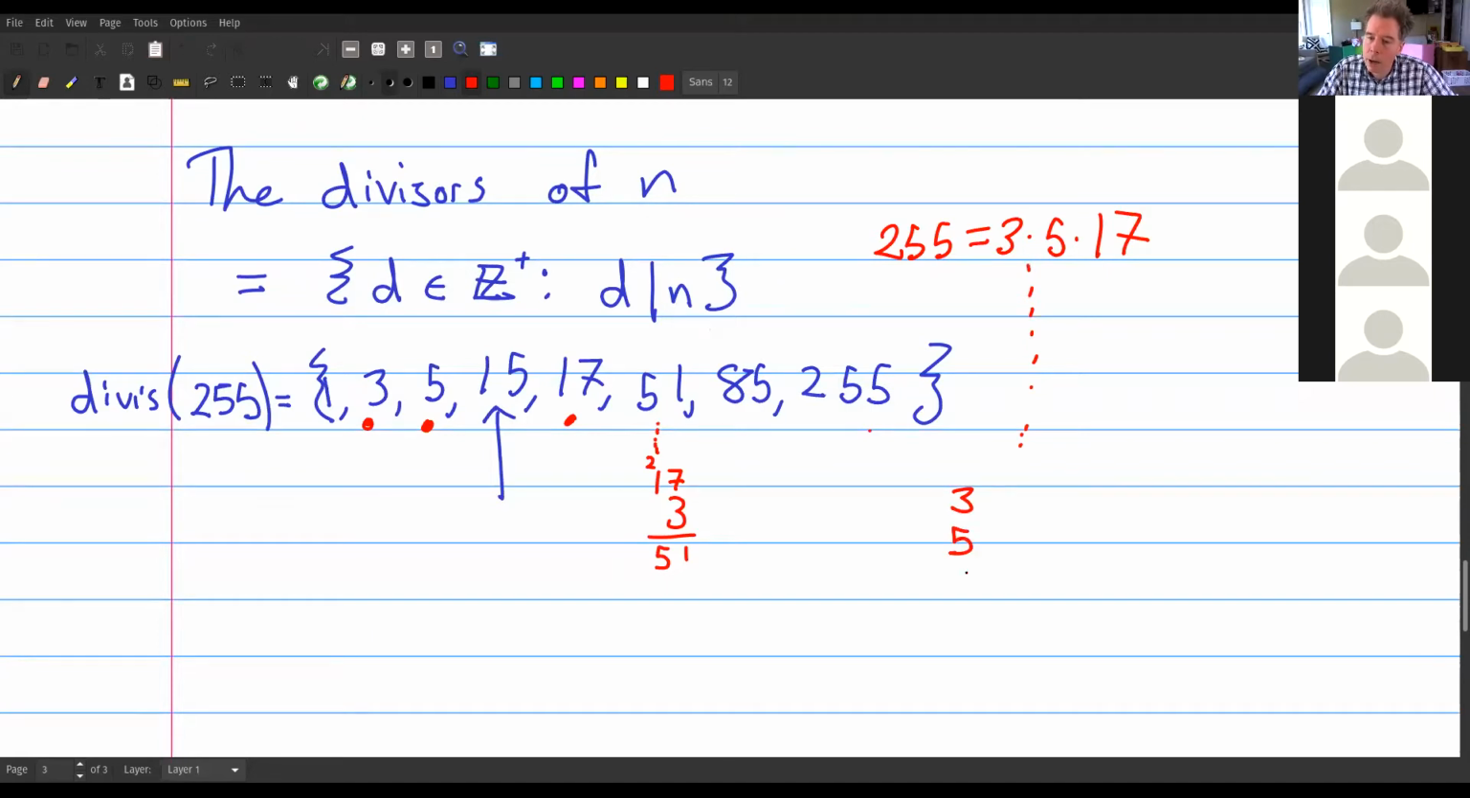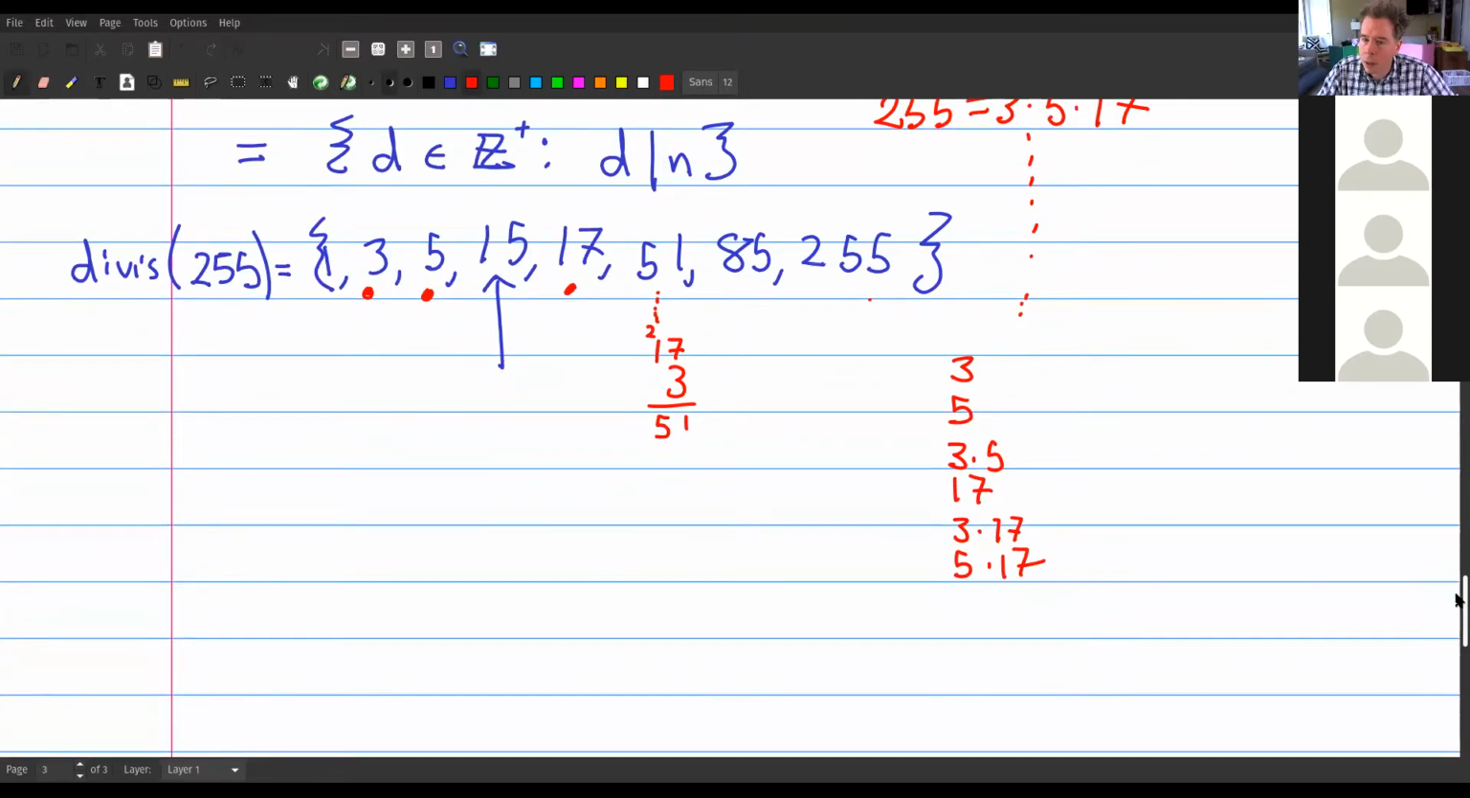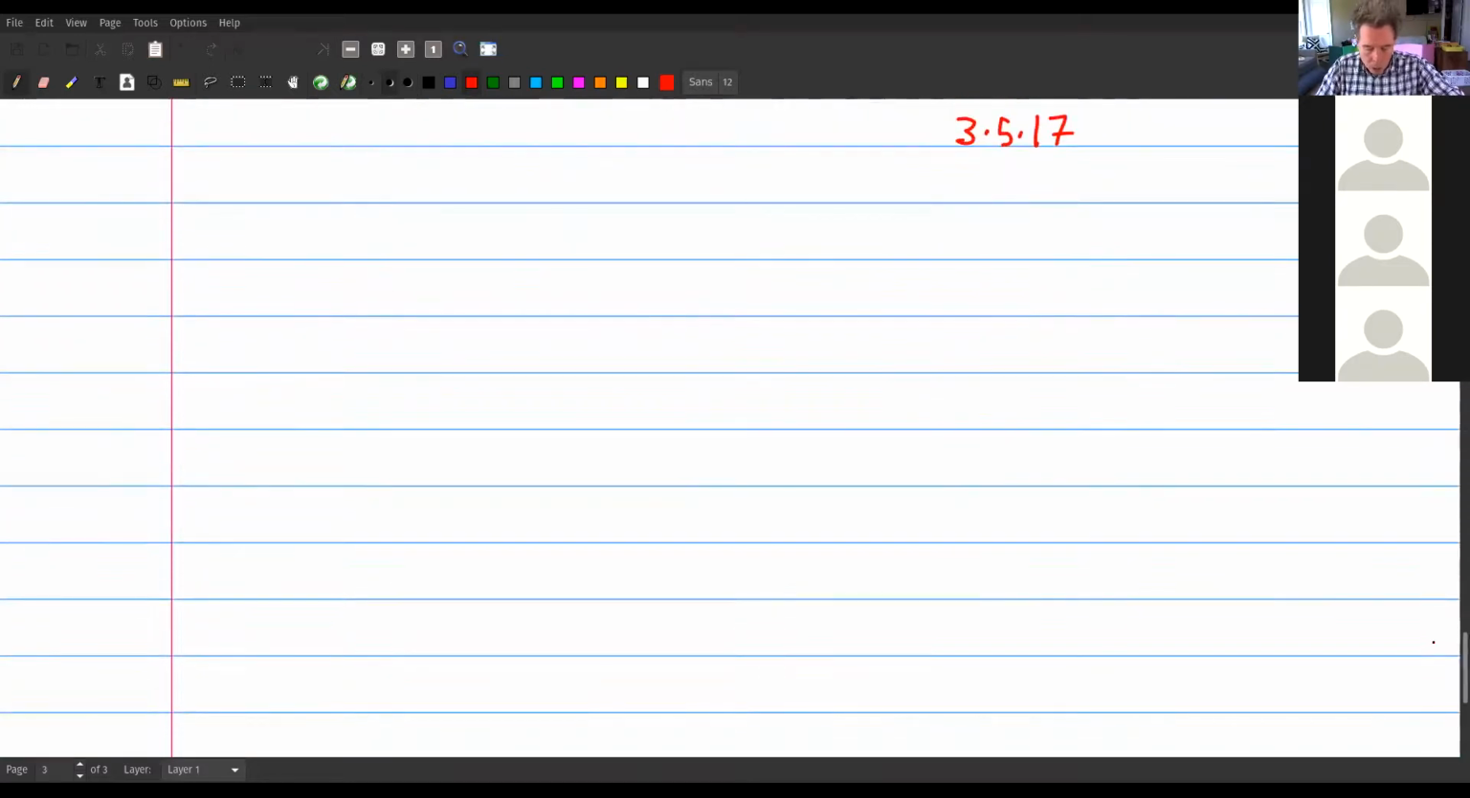3 and 5 and 3 times 5 and 17 and 3 times 17 and 5 times 17. And is that all? Oh, and then the whole thing, right? It also divides itself, 3 times 5 times 17. So that's where all of these divisors are coming from, just different combinations of the prime factors of the number.